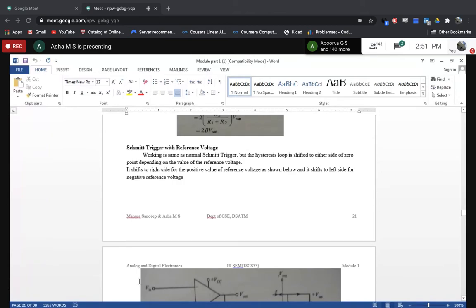So guys, any doubts in the peak detector circuit? Asha, page 21. Ma'am, we didn't hear the peak detector explanation.